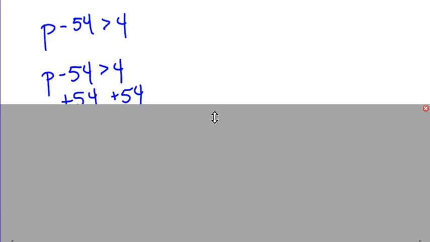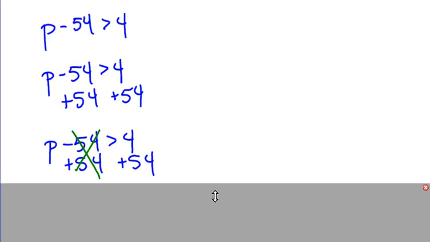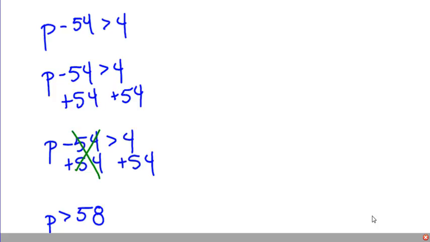Then we have to get p alone. So we can add 54 to each side of our inequality. So p is greater than 58.